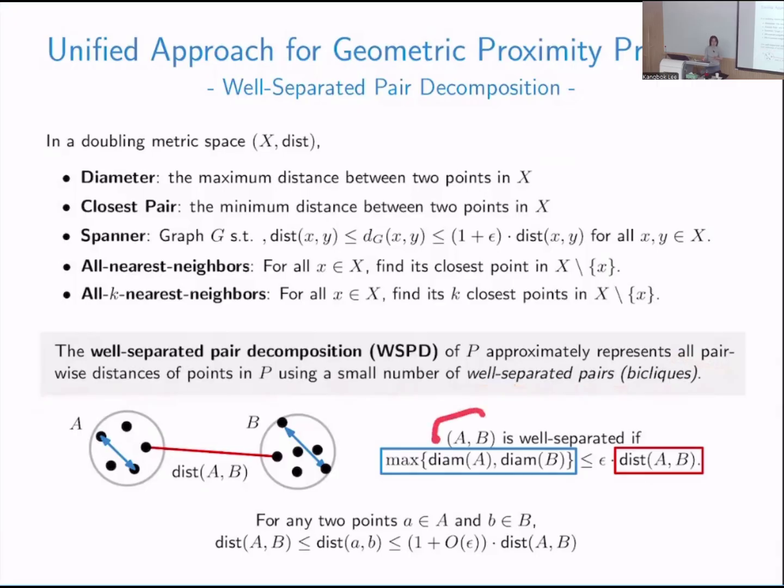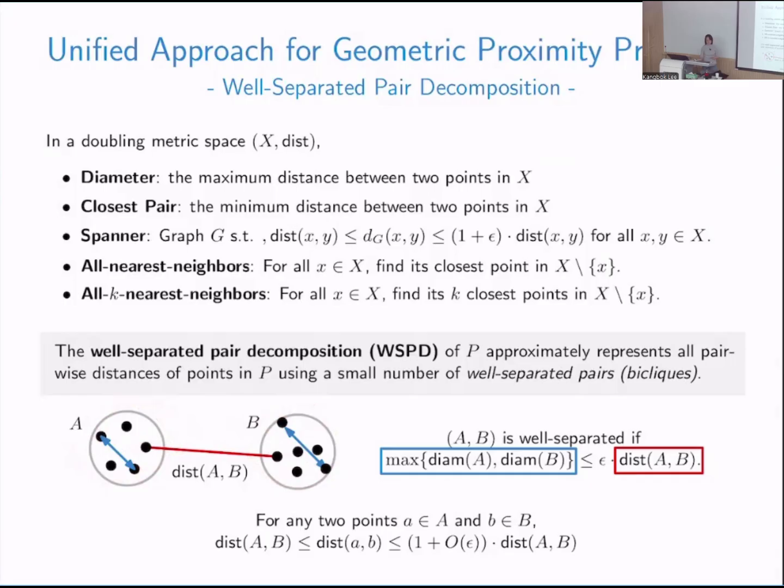We say two point sets A and B are well-separated if their maximum diameter is at most some constant times their distance. So this is the distance between A and B, the smallest distance between any points from A and B. And this is the diameter, the maximum distance of points in A and the maximum distance of points in B. And if this red line segment is much longer than those blue line segments, we say that A and B are well separated.